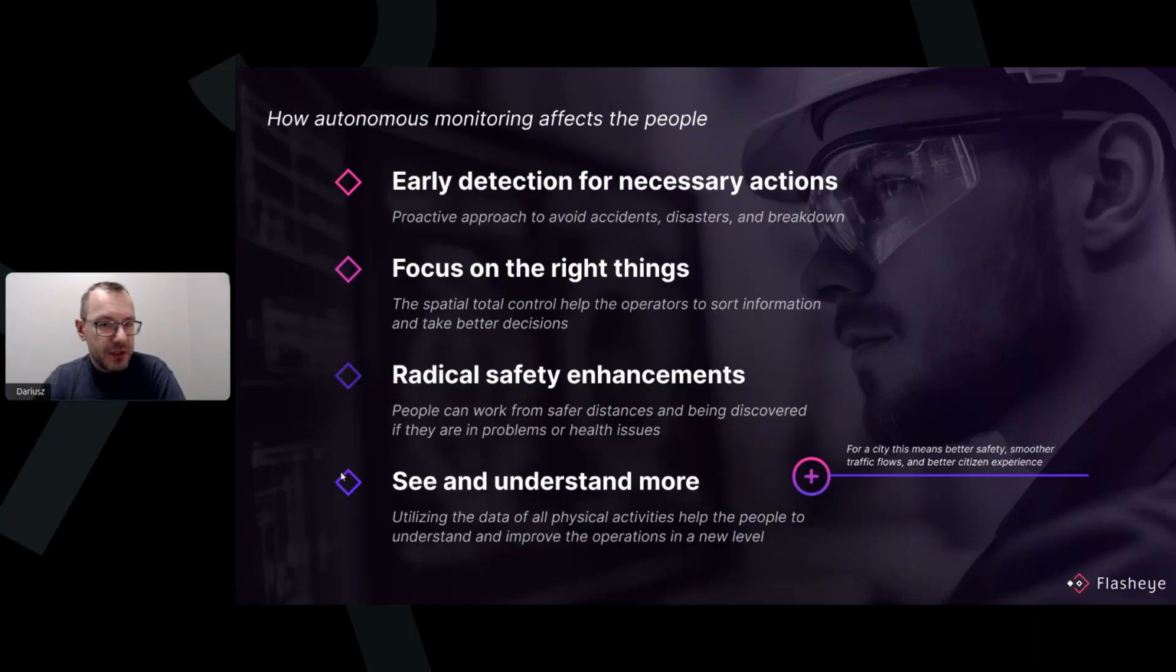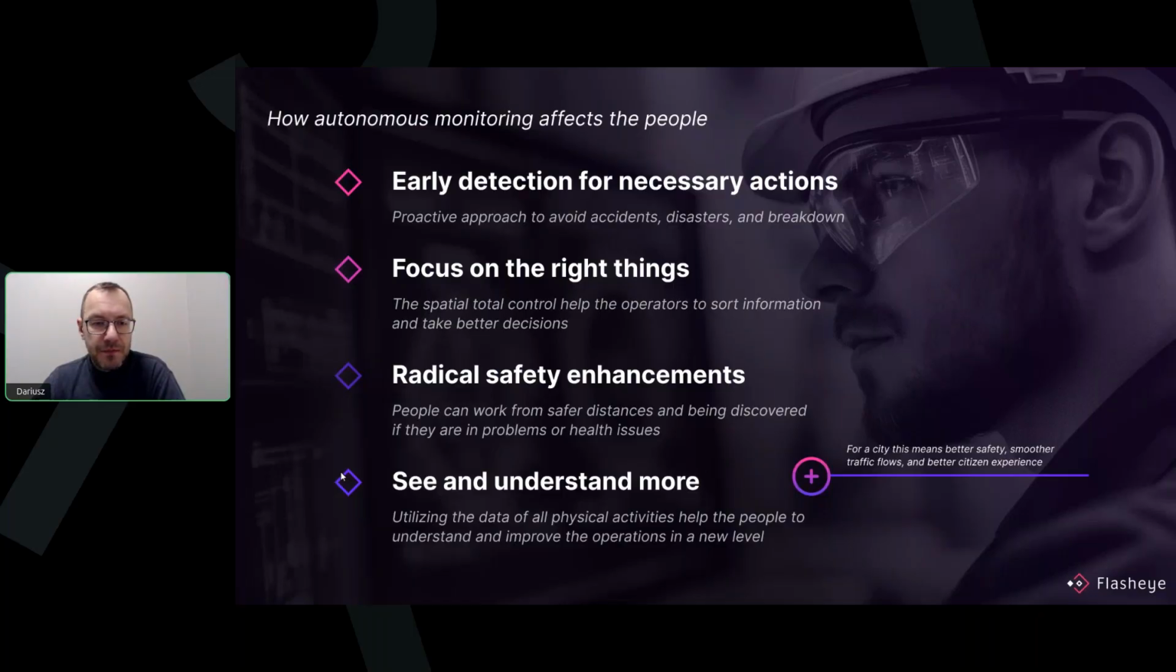What is the most important, in our opinion, is to detect early the necessary actions. So to avoid accidents, disasters, and breakdowns ahead of time, whenever, for example, something might happen, to take action so that it does not happen. Also, those systems will help to focus on the right things, like the spatial total control helps the operators to sort information and make better decisions, because they can focus on only the most important information.